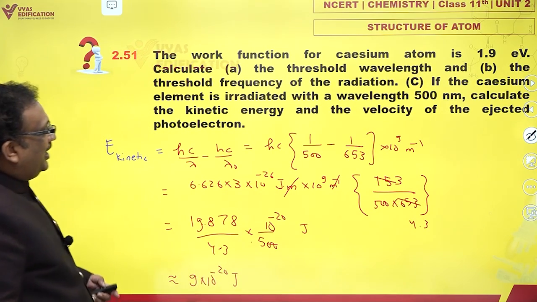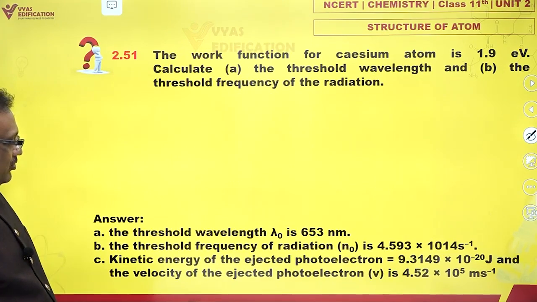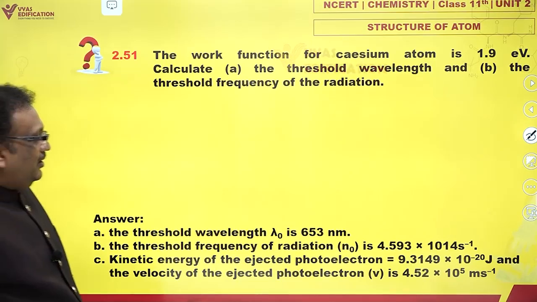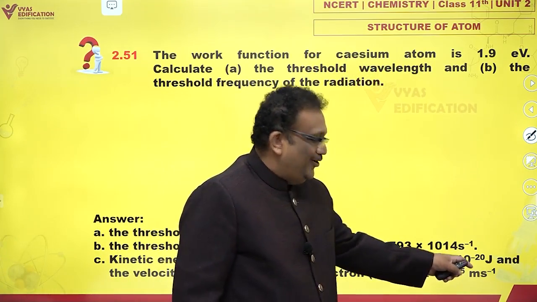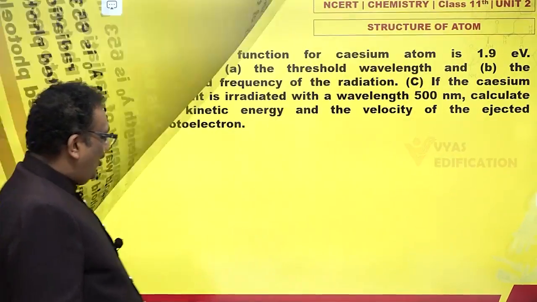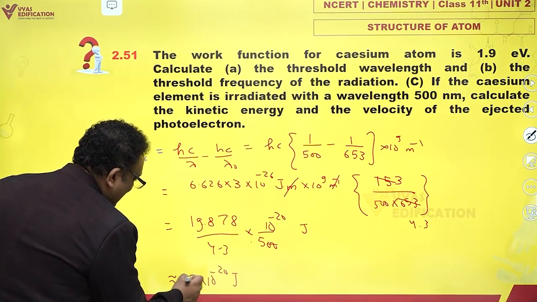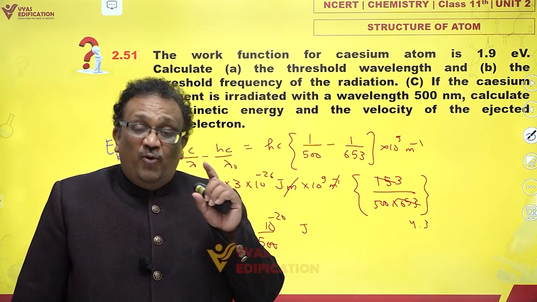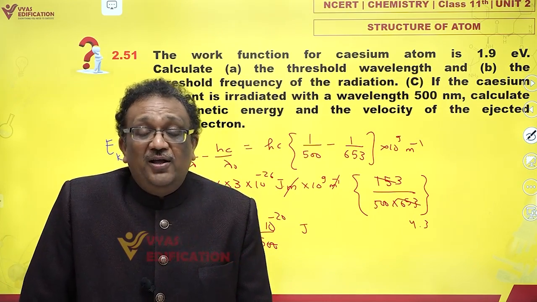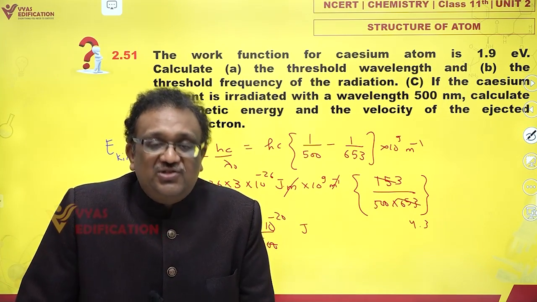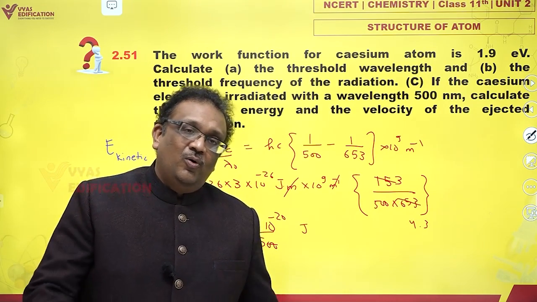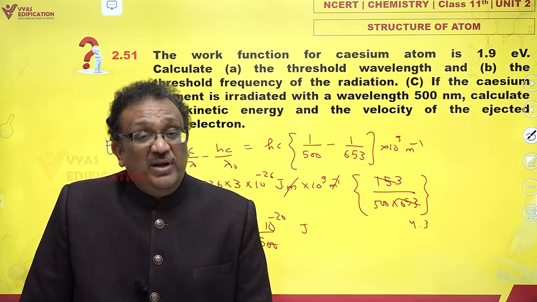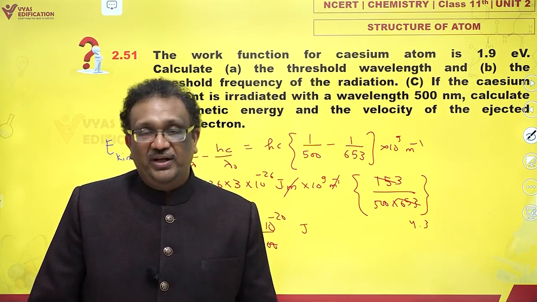This looks like the kinetic energy of photoelectrons. Let's check the number. 9.3 into 10 to the minus 20. After a lot of jumps, we are reasonably close. 9.3. Well, I like that. What I'm trying to do is, don't use the calculator always. At least try to do rough calculations so that you know that you're getting close to the answer. Many times in exams, it's a very useful technique.